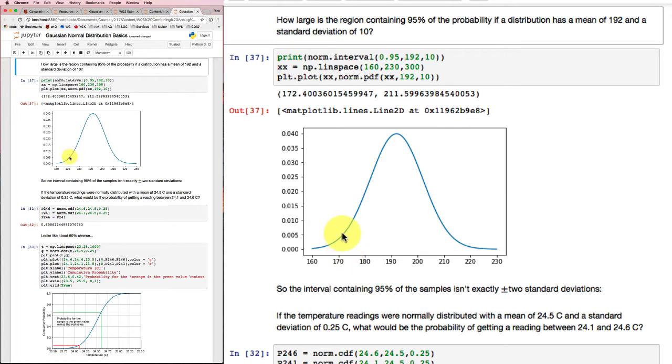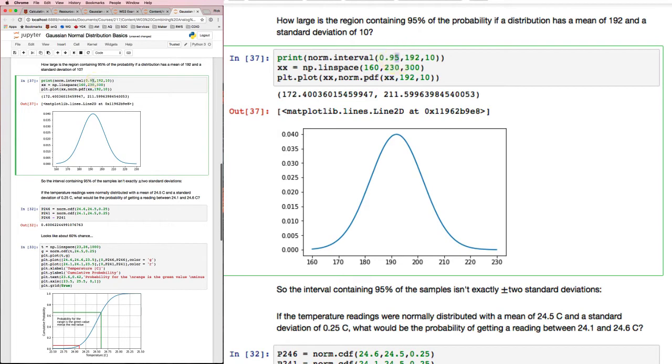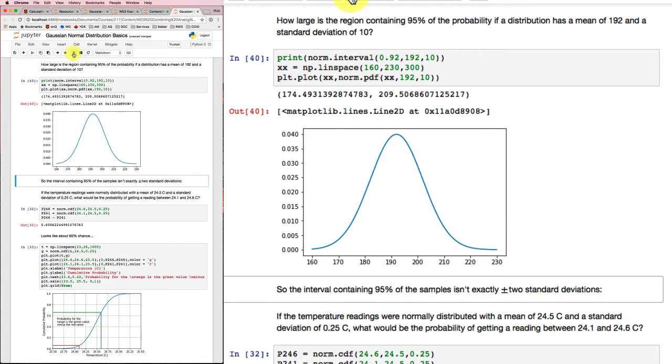So if we look 172, 212, this region in here of this Gaussian distribution accounts for 95% of the total distribution. And notice the shape is exactly the same as it was when we had a mean of 0 and a standard deviation of 1. We're just getting different numbers on the axes now. So I've figured out what that region would be if I wanted 95%. If I wanted to know 92%, I could just do it all over again. And I'll find a little tighter region.